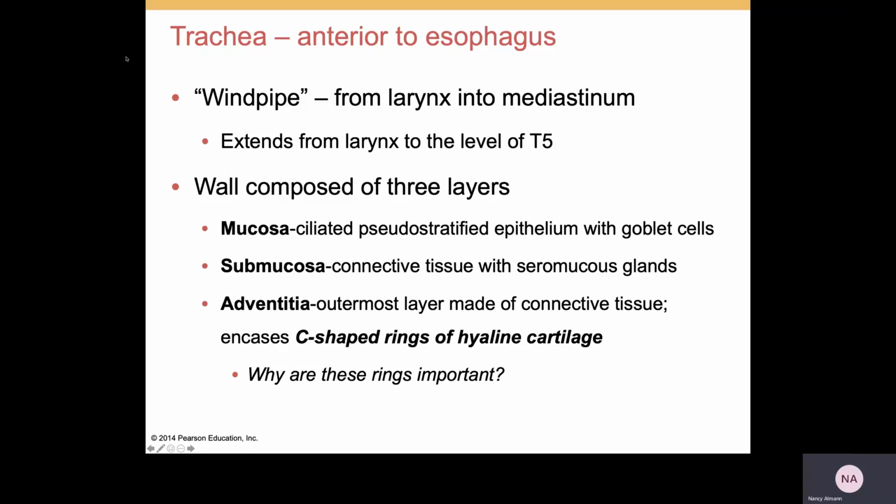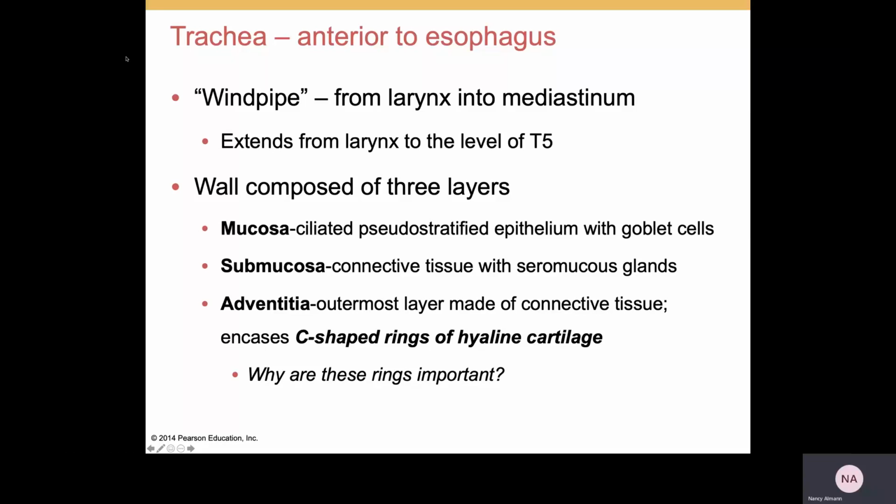The wall will have 3 layers, and those layers look a whole heck of a lot like layers of vessels. What a surprise. The deepest layer is going to be formed of ciliated pseudostratified epithelium, which contains goblet cells. That is going to be the mucosa. Deep to that will be the submucosa with connective tissue, which will contain what are known as seromucous glands. What a surprise, more mucus.